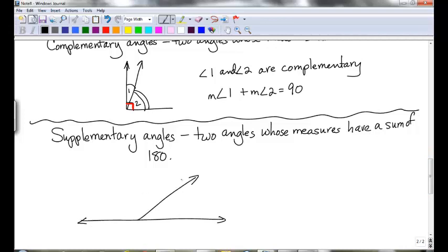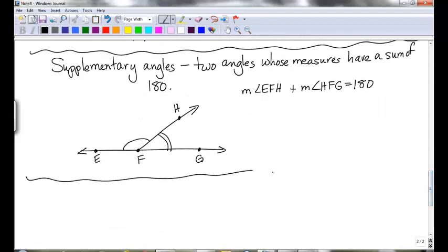Let's say this is point E, point F. Label this as H, and this is G. So this angle plus this angle add up to 180. The measure of angle EFH plus the measure of angle HFG would add up to 180. It will always be a straight angle for supplementary. They always add up to 180. Right angles are 90, straight angles are 180.